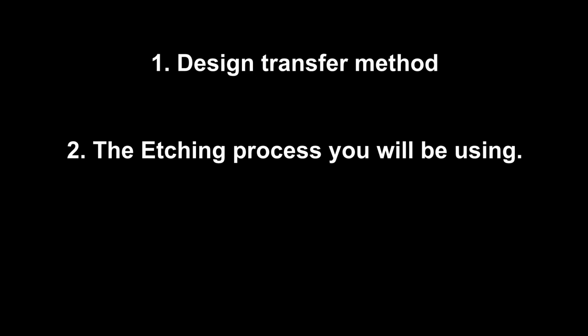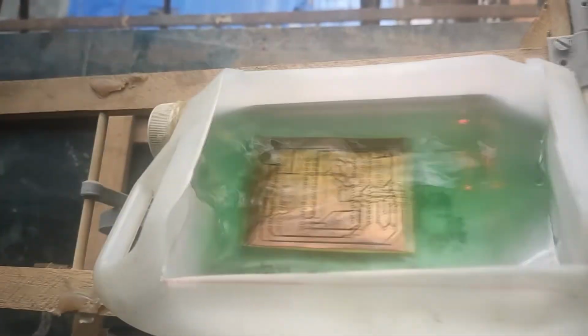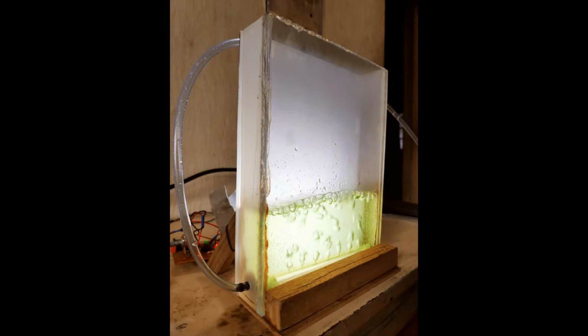The second is the etching process you will be using, which means whether you use HCl and H2O2 for the etching or whether you use ferric chloride for the etching. Different methods can provide some differences in the etching process which will affect our design.